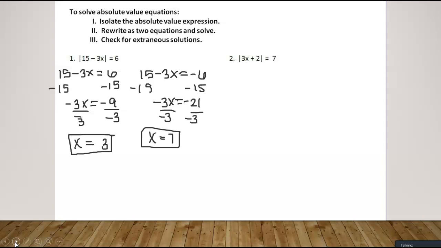Next, you need to check. So we talked about something called an extraneous solution. It's a solution you get when you solve the equation, but when you plug it back in, it does not work. So we're going to do a quick check by plugging these back in. So you get absolute value of 15 minus 3 times 3. And we want to make sure that equals 6. So 3 times 3 is 9. 15 minus 9 is 6. Absolute value of 6 is 6. So 3 checks out.